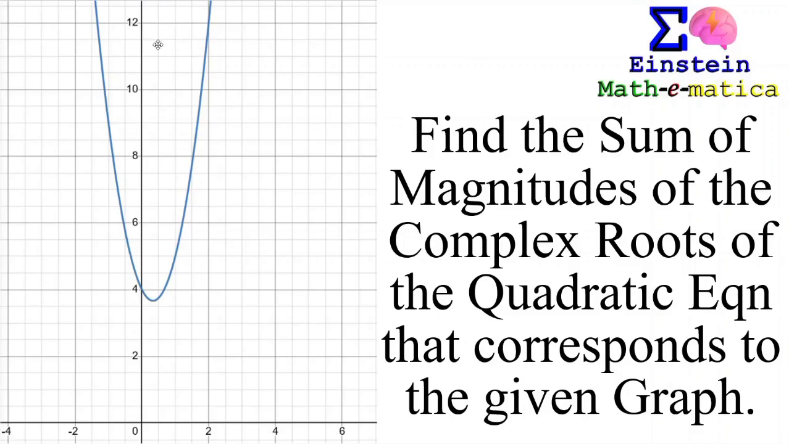Welcome guys. So as you can see here, we have a graph of a quadratic equation. We're asked to find the sum of the magnitudes of its complex roots. So first we need to find the equation, then make sure they're complex. But before we find the equation, we can actually figure out whether they're complex or not. Just notice the graph. As you can see here, this curve does not intersect with the x-axis, so it has no real zeros. So all roots will be either complex or imaginary.